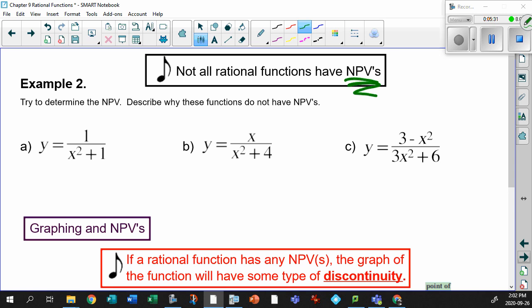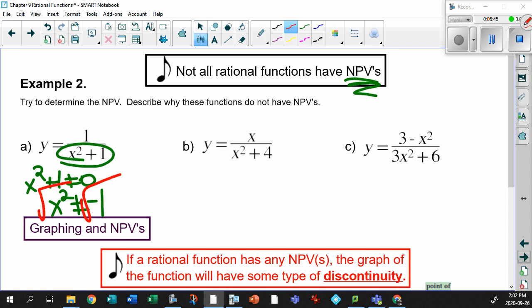Take a look at this one. If you try to determine the NPV of this one, this is x squared plus 1 cannot equal 0. Bring the 1 over. Look, x squared cannot equal negative 1. Can you square root a negative number? No. So guess what? This does not have any NPVs. Think about it for a second.